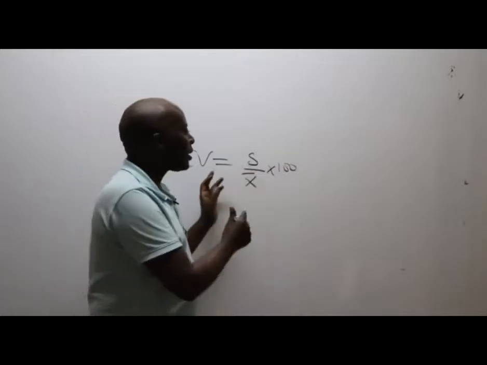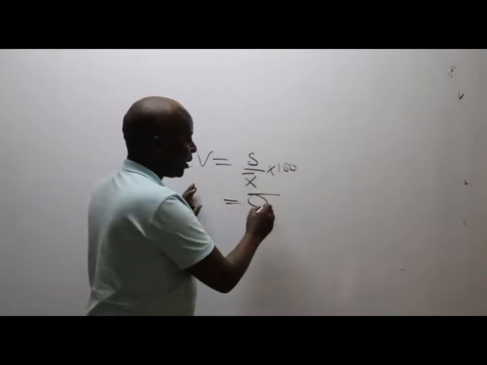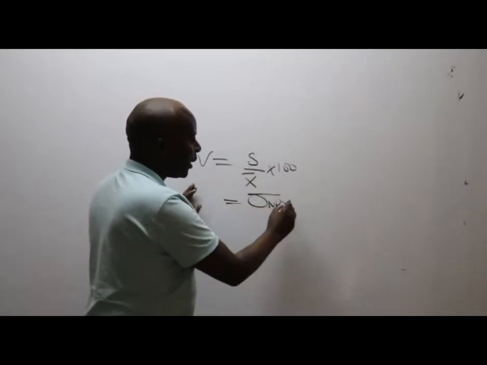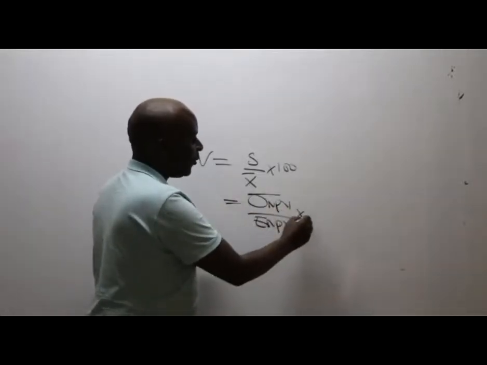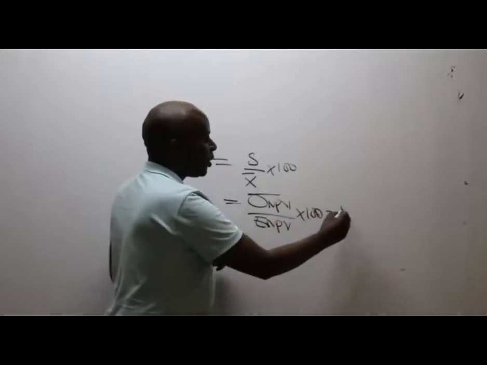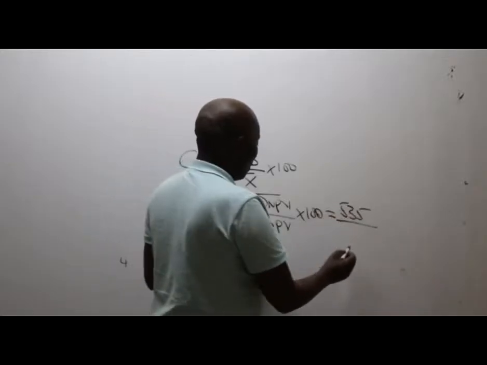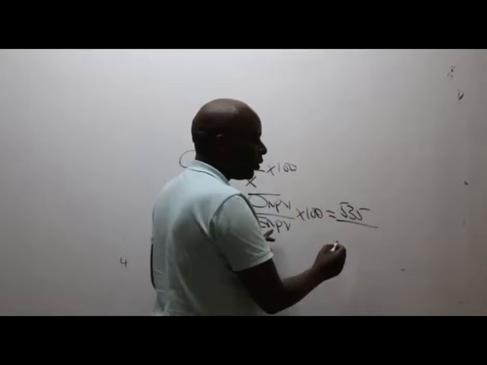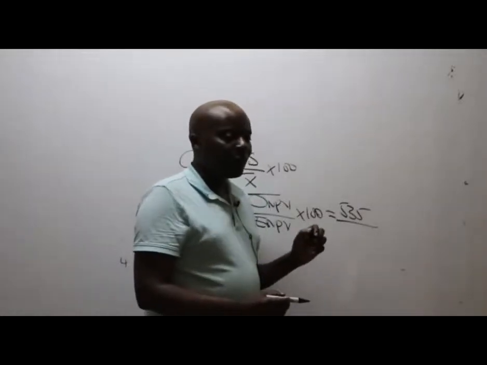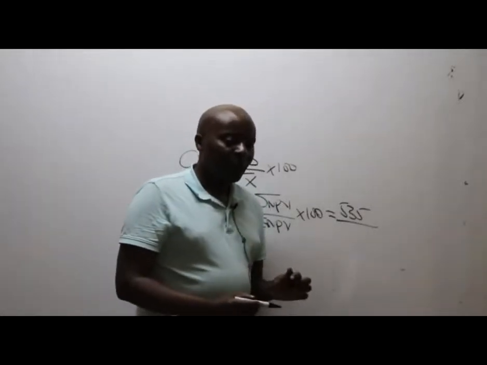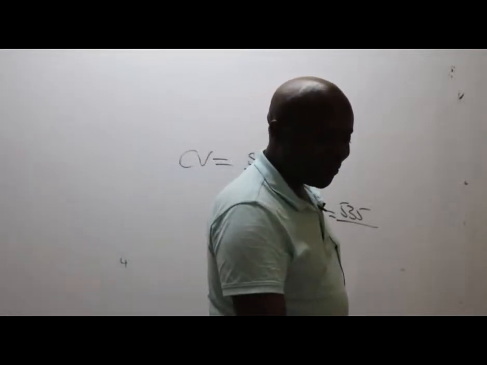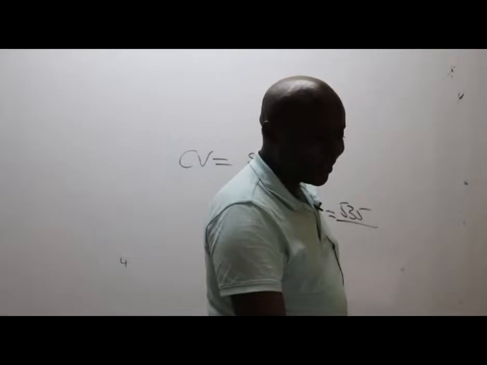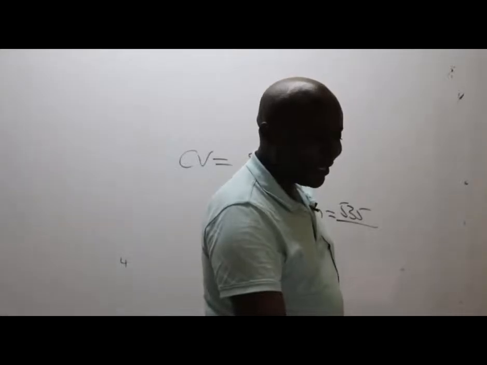So this S stands for what here? Standard deviation, right? So standard deviation of our NPV over X bar, our expected net present value, times 100. So this, you guys gave me 535 all over expected net present value. What was the expected net present value?